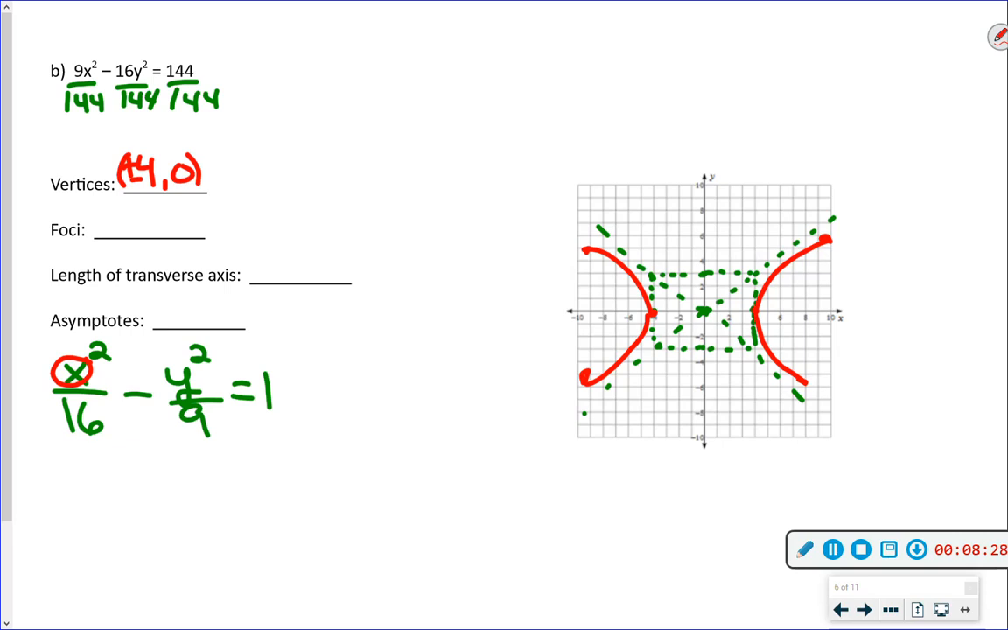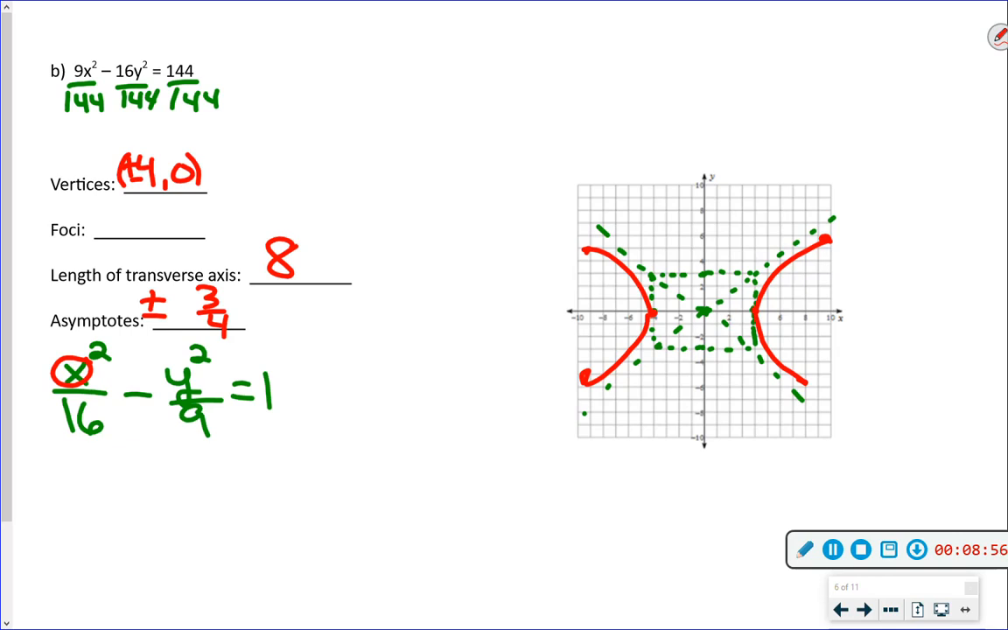All right, let's give the length of the transverse axis. How wide? How across? How many units? 8, 4 and 4. Let's do the asymptotes. Now, this time, I'm not even going to look at the graph. I'm going to do it off the equation. Rise over run, y over x, 3 over 4. Of course, you can count it, up 3 over 4.